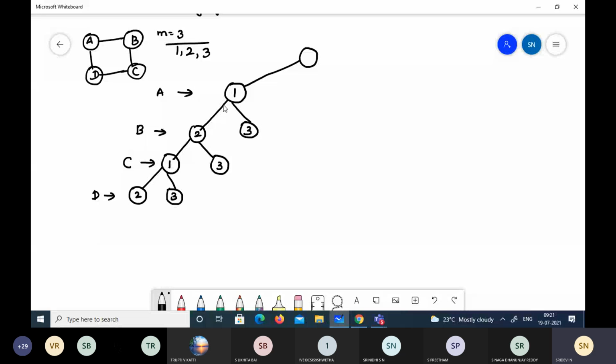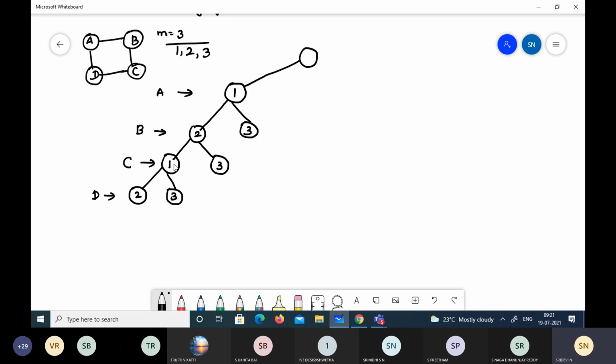We all got this. We started with A. We colored A with 1. Then we moved down to B. B can be colored with either 2 or 3, so we took that option. Then we moved down to C. If A is colored with 1 and B is colored with 2, what are the possible colors for C? You can color with either 1 or 3, but not 2, because if you color with 2 again, it will violate the rule of graph coloring, where adjacent nodes should not have the same color.